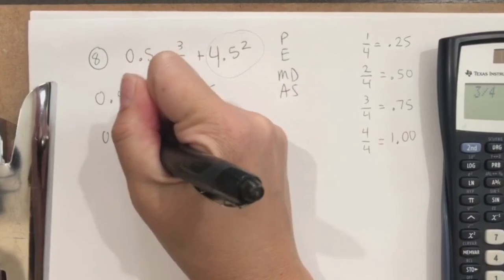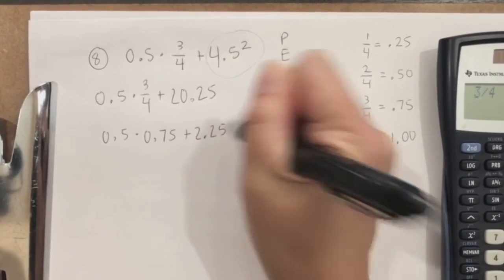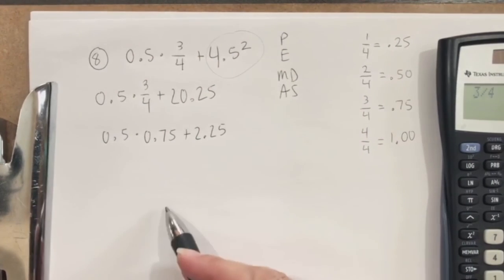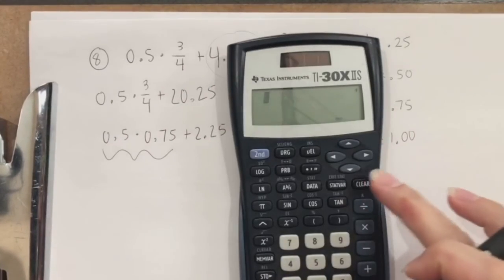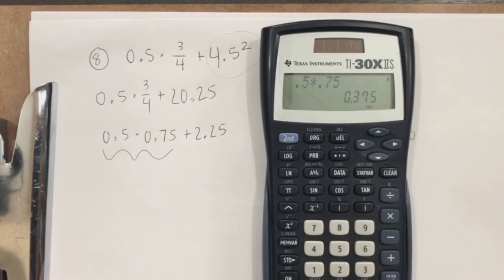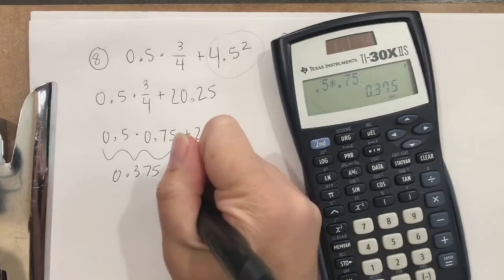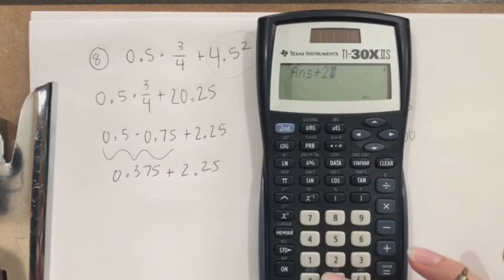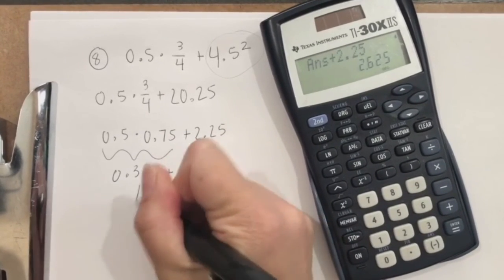So 0.5 times 0.75 plus 20.25. Let's go ahead and do the multiplication first, and then we'll do the addition. So 0.5 times 0.75 equals 0.375 plus 20.25. So let's add that. 0.375 plus 20.25 is 20.625.